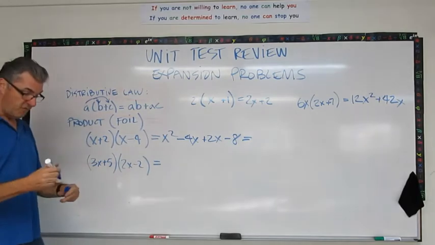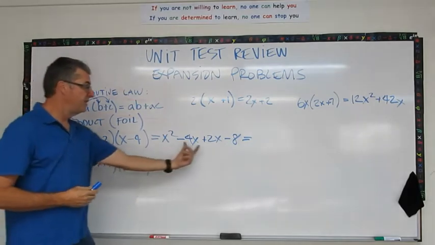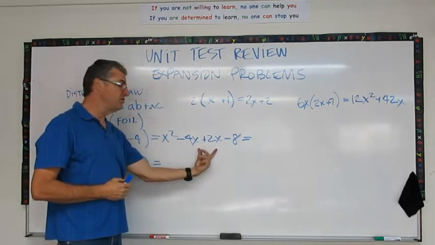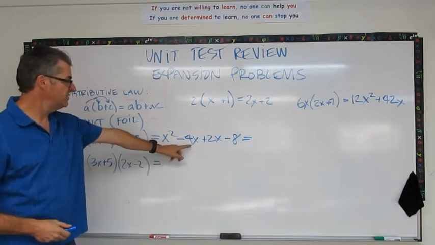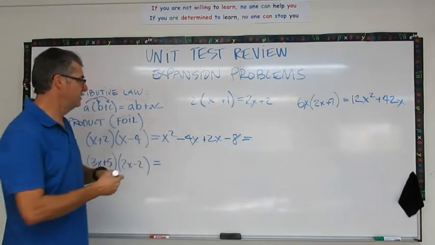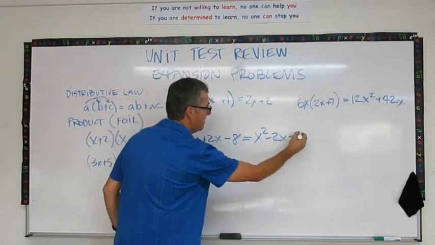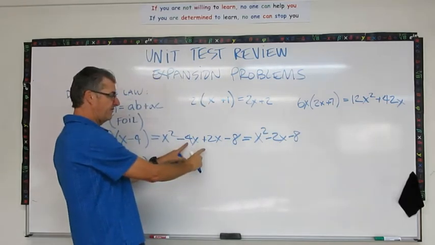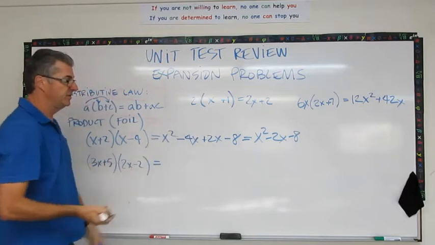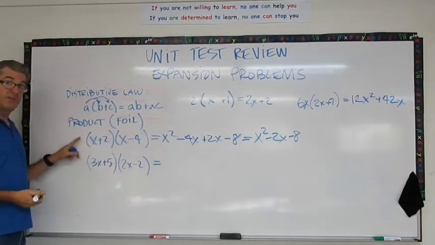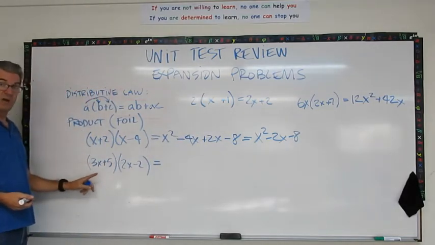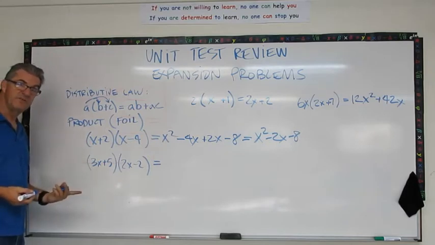Now, when you do a FOIL, you will always have 2 terms in the middle that you can combine. These are like terms. I have a minus 4x and a plus 2x. So that's going to give me x squared minus 2x minus 8. Because minus 4 and plus 2 is negative 2. All right, so that's a pretty simple FOIL. Here's a much more complicated one. Pause the video, see if you can do that.